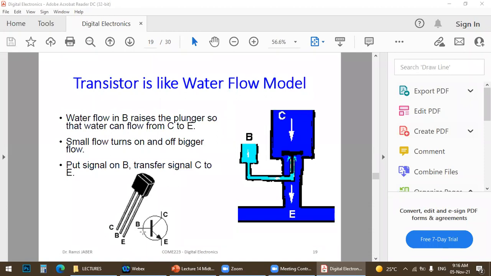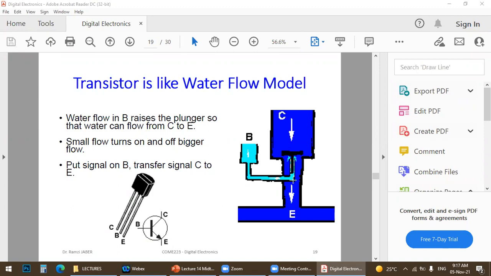The base is the current-controlled input of this transistor. If the voltage on B or the current on B is high, then this transistor will be turned on. Turned on means it connects terminal C to terminal E, as a switch. If the voltage on the base is low, meaning the current on B is low or zero, then this transistor will be turned off. So C and E are not connected, okay?